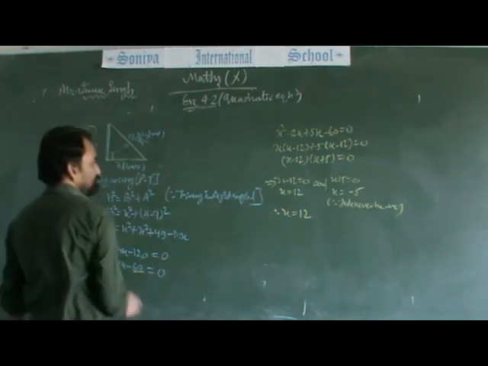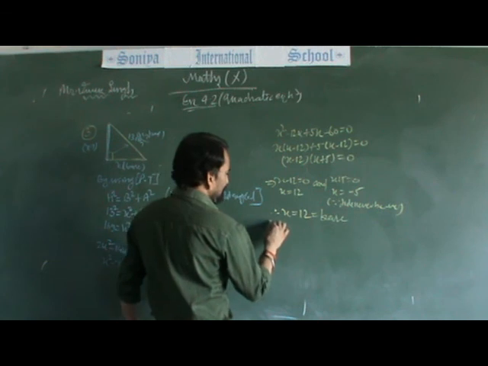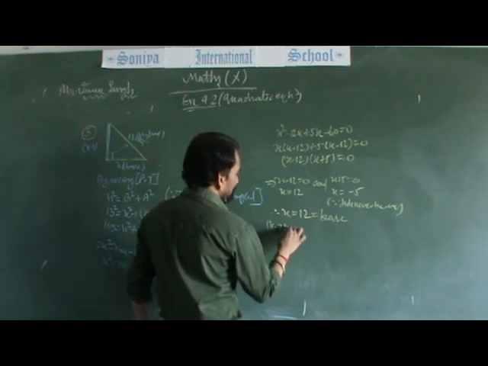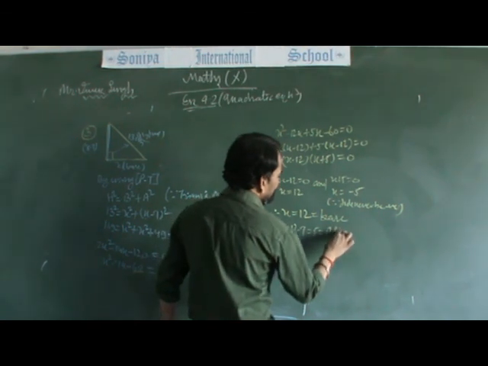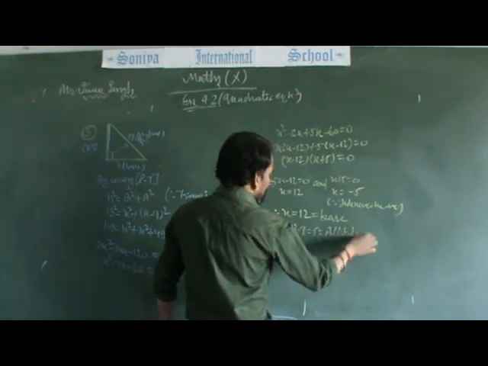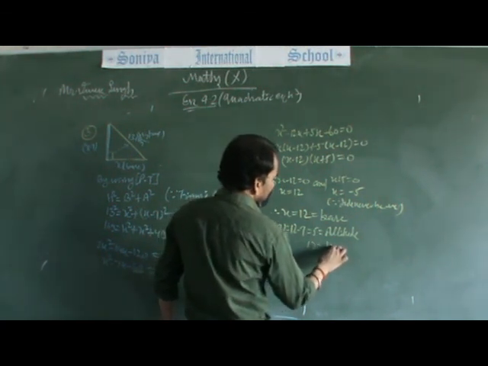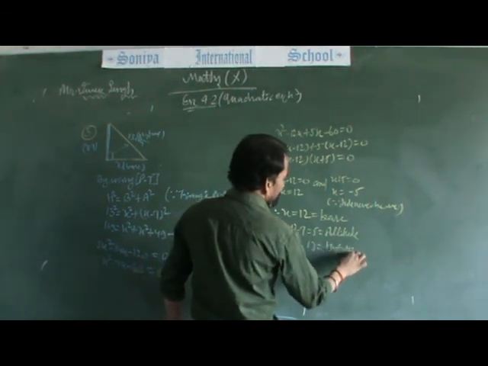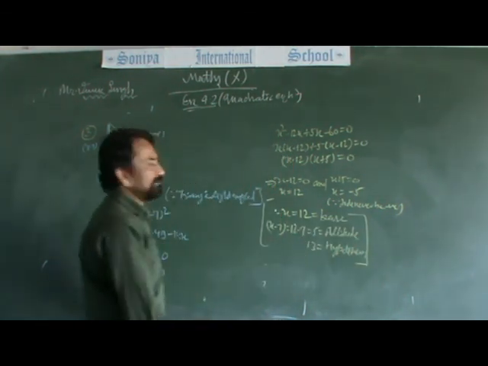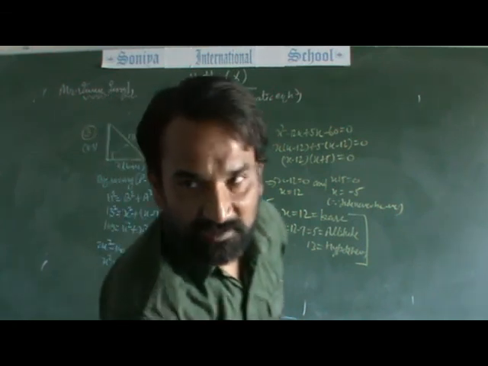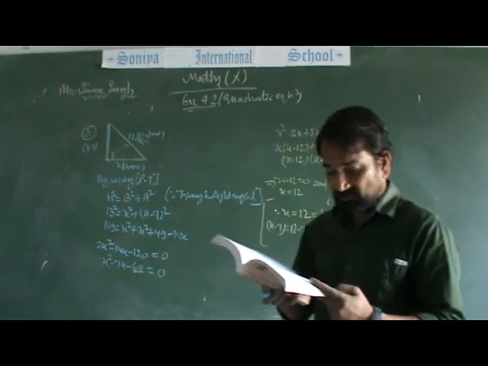If x equals 12, then it is the base of the triangle, and x minus 7 means 12 minus 7 equals 5 is the altitude, and hypotenuse is already given. Hypotenuse is given as 13. So all the three sides of the right angle triangle are obtained by us using the Pythagoras theorem. The whole exercise is over.